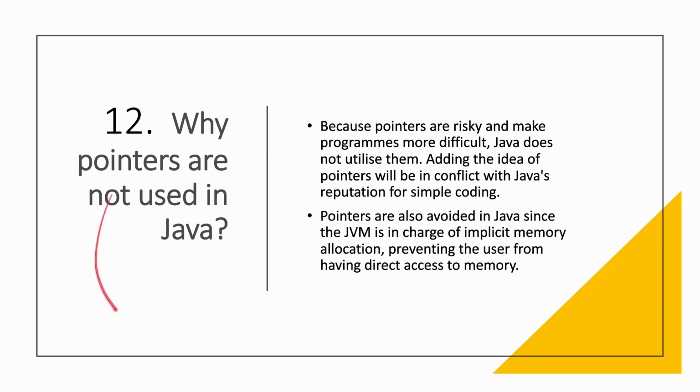Why are pointers not used in Java? This is a very important question everyone gets in mind if they are coming from a C++ background. Java's main feature is that it is a simple language. As Java is known for its simplicity, pointers are not used in Java. Because pointers are risky and make programs more difficult, Java does not utilize them. If it did, it would conflict with Java's reputation for simple coding. Pointers are also avoided in Java since the JVM is in charge of implicit memory allocation, preventing the user from having direct access to the memory.